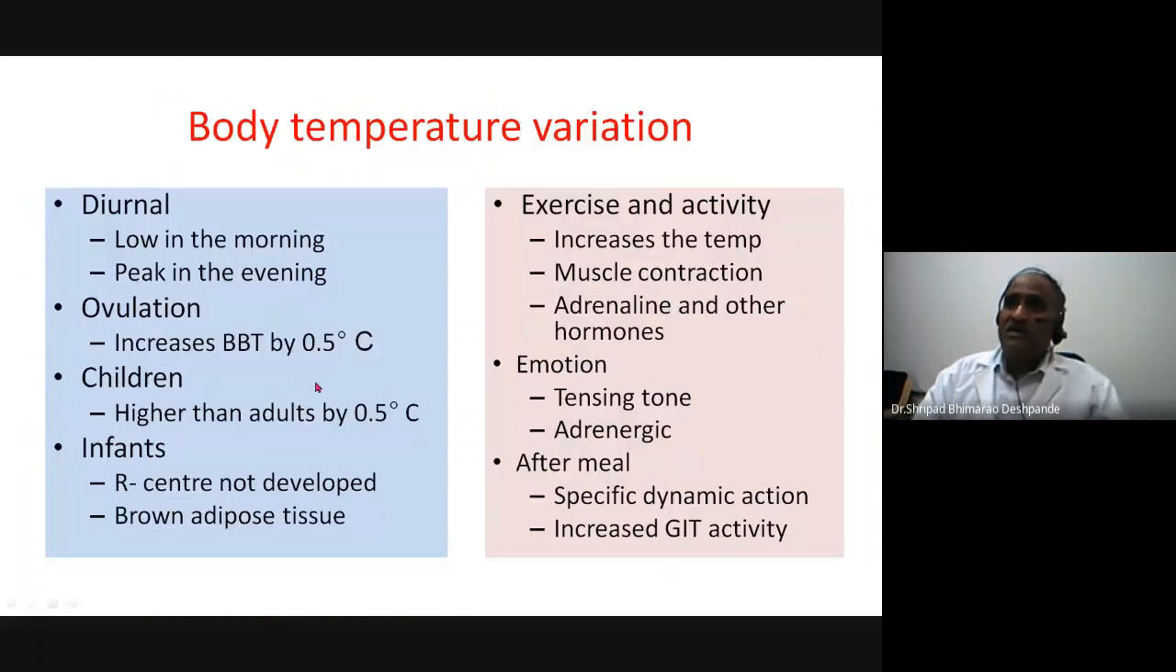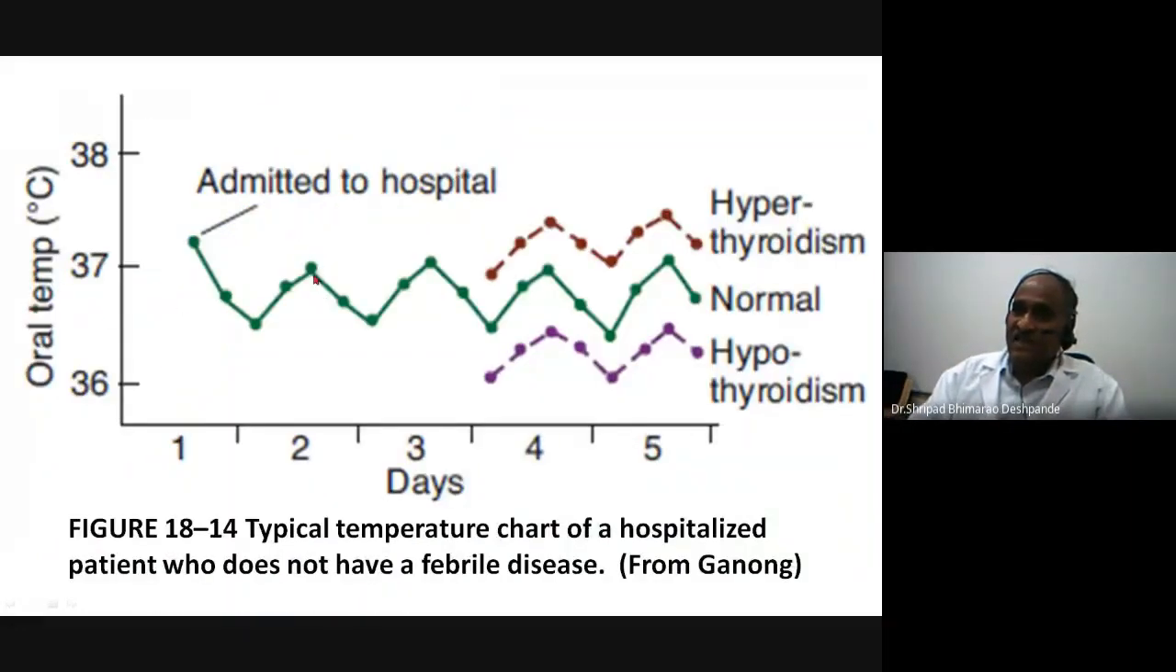Now we move on to the body temperature variations. I have just listed them. The variations happen on a daily basis. I have already mentioned the diurnal variations: low in the morning, peak in the evening. So it reaches maximum in the evening and the lowest in the morning. That is the diurnal variation. In between, you see that cyclical pattern. This is the evening hour, this is the morning hour, and again the evening hour. This cyclical pattern goes on.